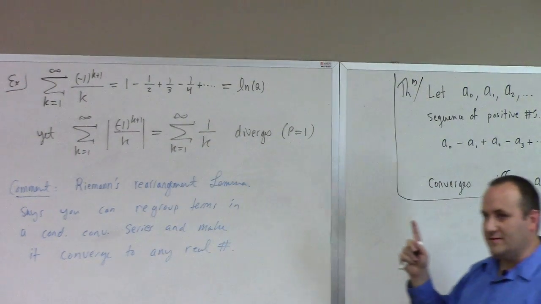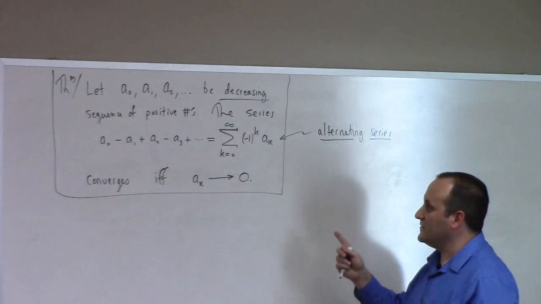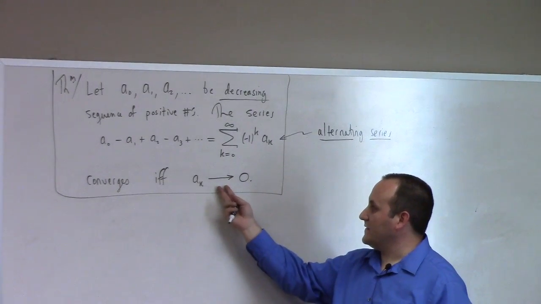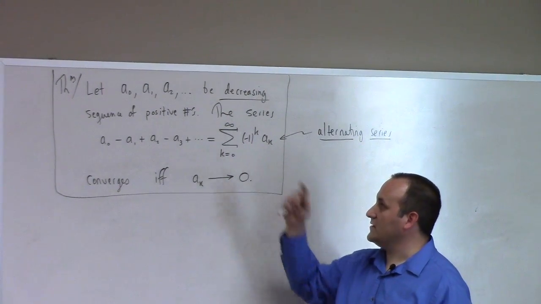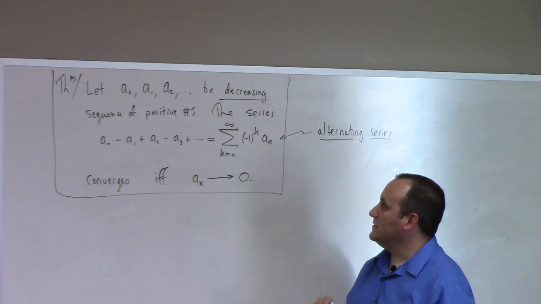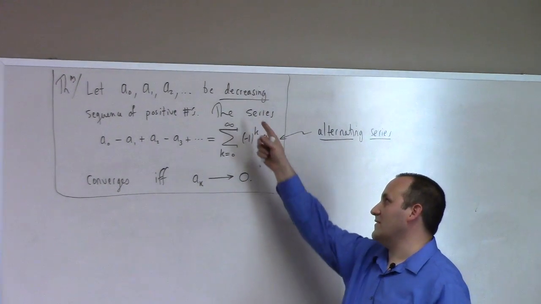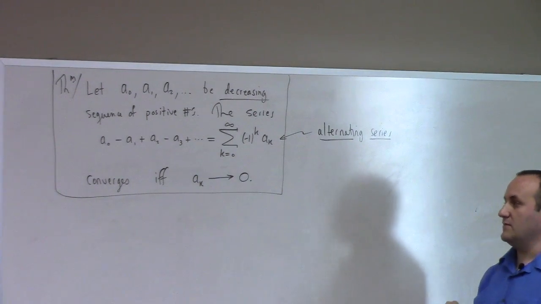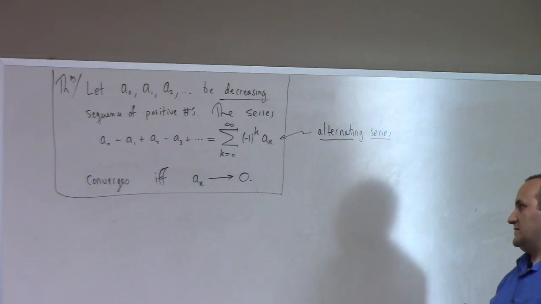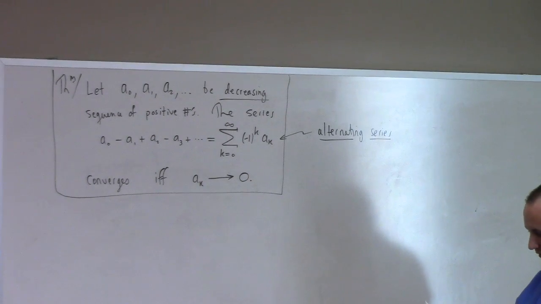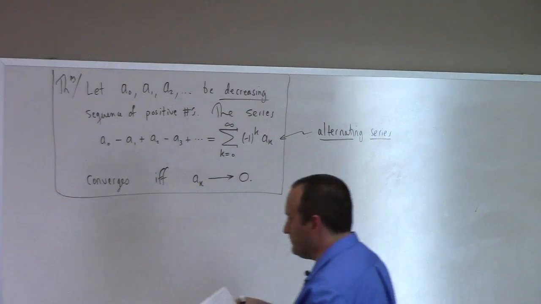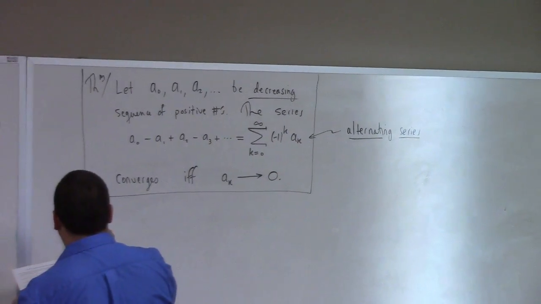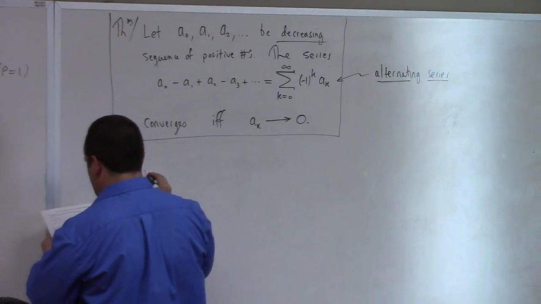But for an alternating series, magic happens, and it is sufficient that the kth term goes to 0, as long as you've got a decrease. Decreasing is important, so we need a decreasing sequence of positive terms. All right. So here's the proof of this. Some proofs we should go over. This is one of them.